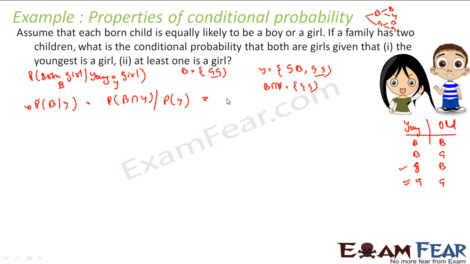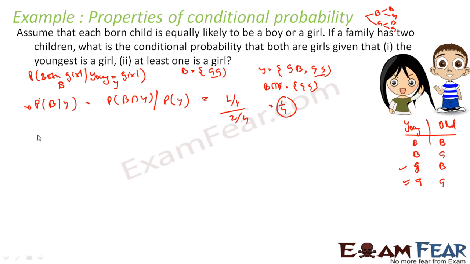So the probability will be 1 by 4. Why 1 by 4? Because the total sample space has 4 elements. The probability of B intersection Y will be 1 by 4 because it has only 1 element. And the probability of Y will be 2 by 4 because Y has 2 elements and the sample space has 4 elements. So this gives 1 by 2, and that is my answer.